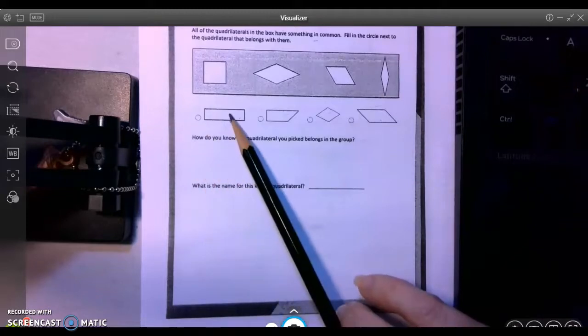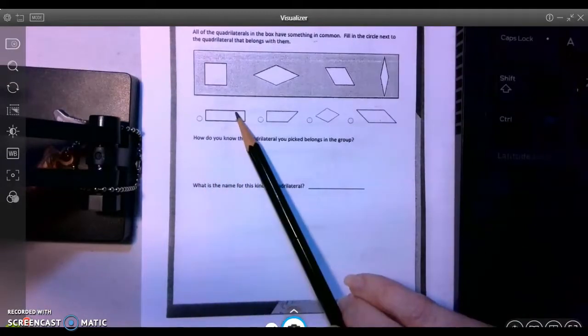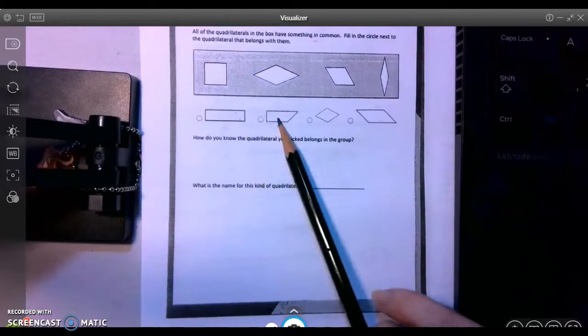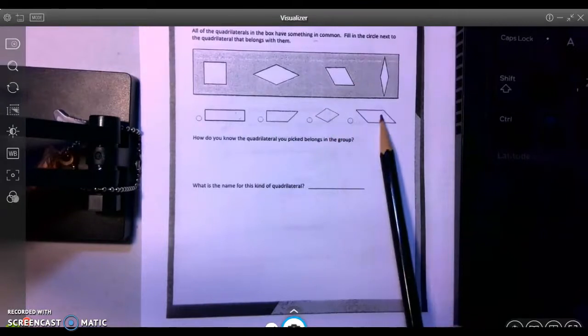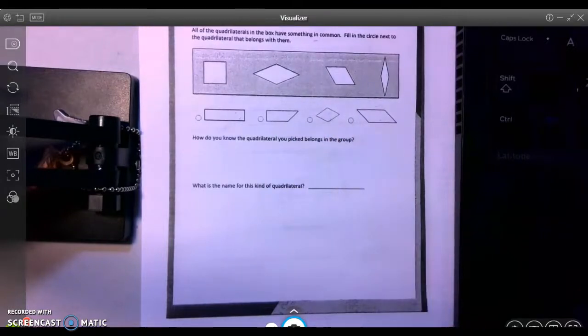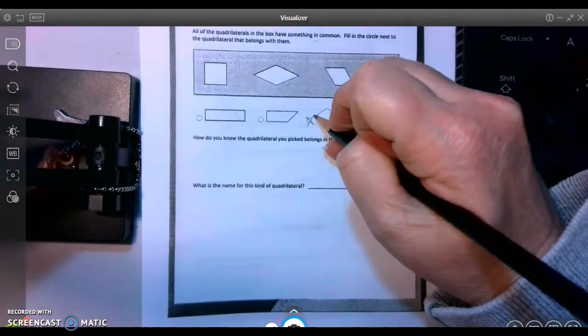So if I look at this, this is a rectangle, trapezoid, rhombus, parallelogram. So which one would go? For sure be this one.